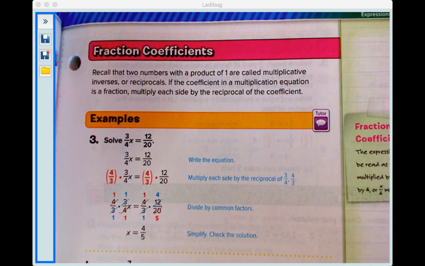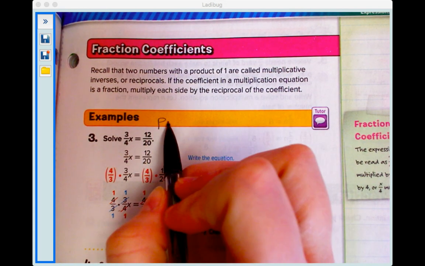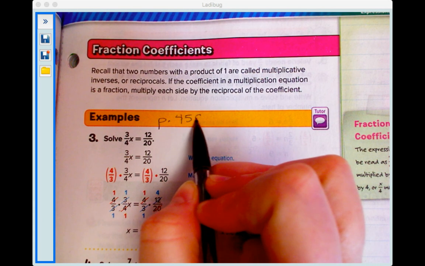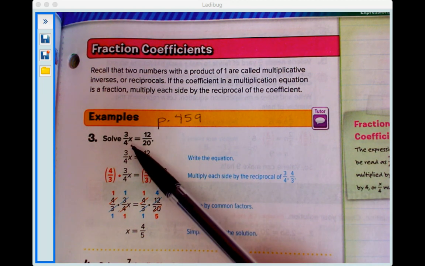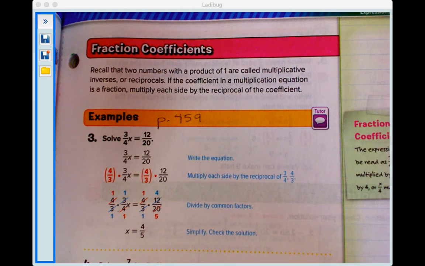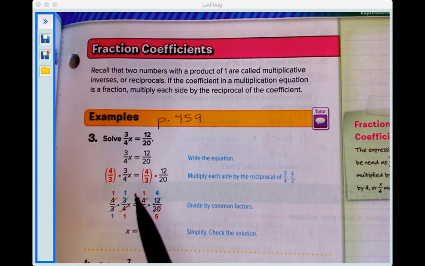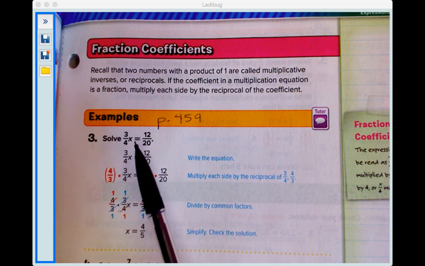All right, we're on Chapter 6, Lesson 3, Solving Equations with Rational Coefficients, page 459. Just like we did with page 458, we are solving for the variable. However, on this page, instead of using decimals, we are using fractions as our coefficient, which means we will need to get rid of the fraction.